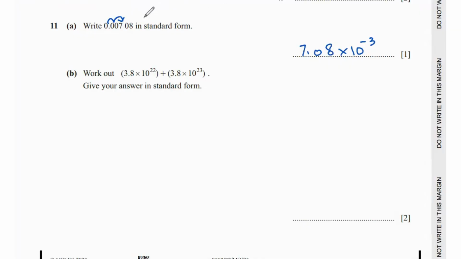And for the power of 10, we use the number of places the decimal has moved. So the decimal moved 3 places. So that's why it's 3. And for the negative sign, since we're moving the decimal to the right-hand side, it's negative. If you're moving the decimal to the left-hand side, it would be positive.